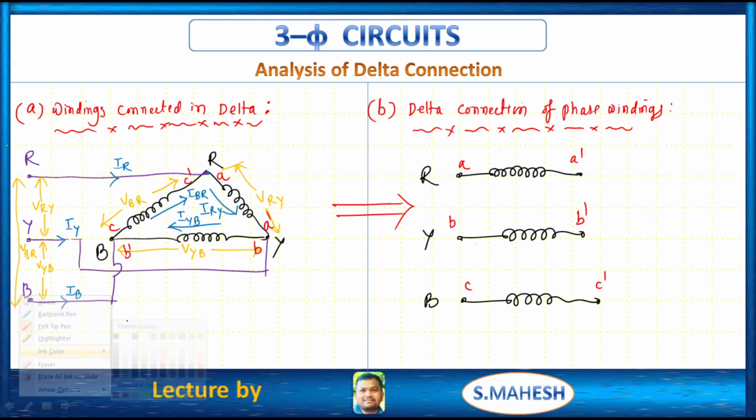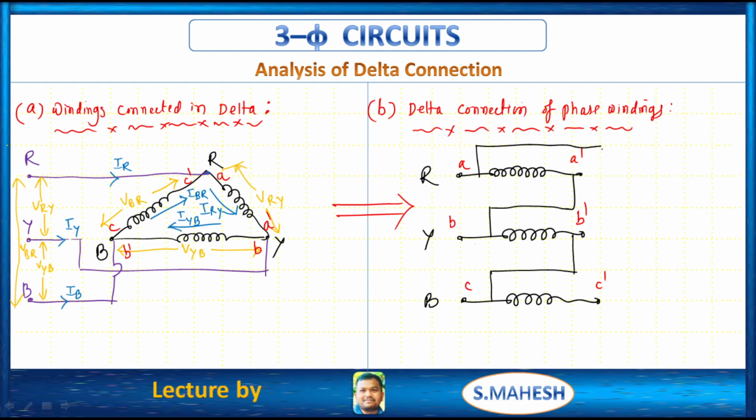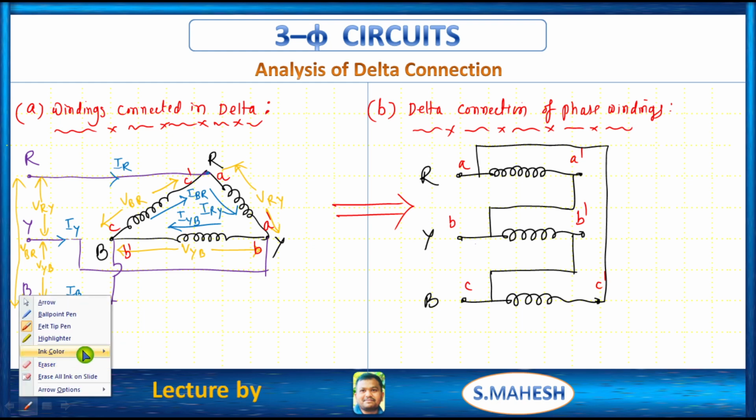Now let's connect those points. Here at this point A and C dash are connected. At this point A dash and B are connected. Like that, B dash and C are connected. Like that, C dash and A are connected, right? So this is the another diagram of delta connection. So we can draw like this or we can draw like this. The current through these phases is nothing but what?